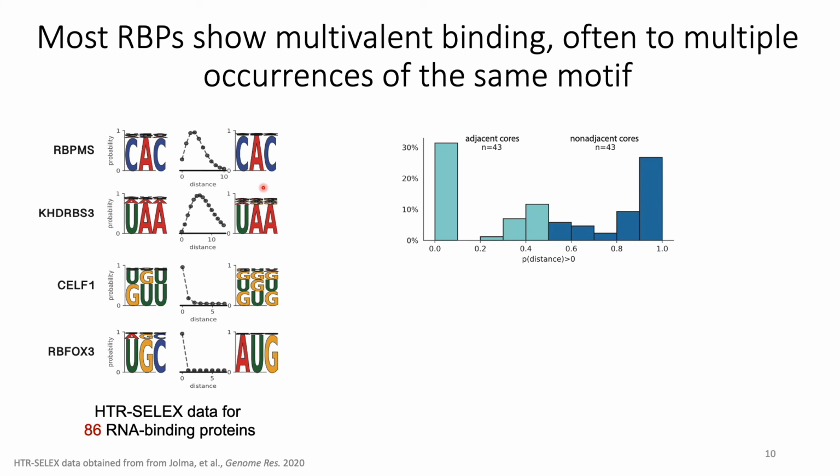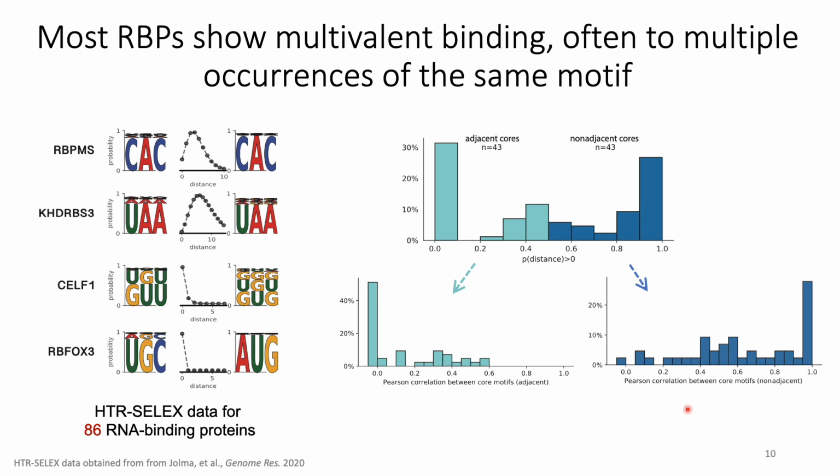Another interesting thing which we can also see here just by taking a look at these logos is that when we have bipartite binding, often the sequence preference is similar between the two cores. And to quantify that, I looked at the correlation of the probabilities between the two domains for each of these cases. And indeed, it does seem that for bipartite motifs, the Pearson correlation between these probabilities is quite high compared to adjacent cores, which do show a very low Pearson correlation value.